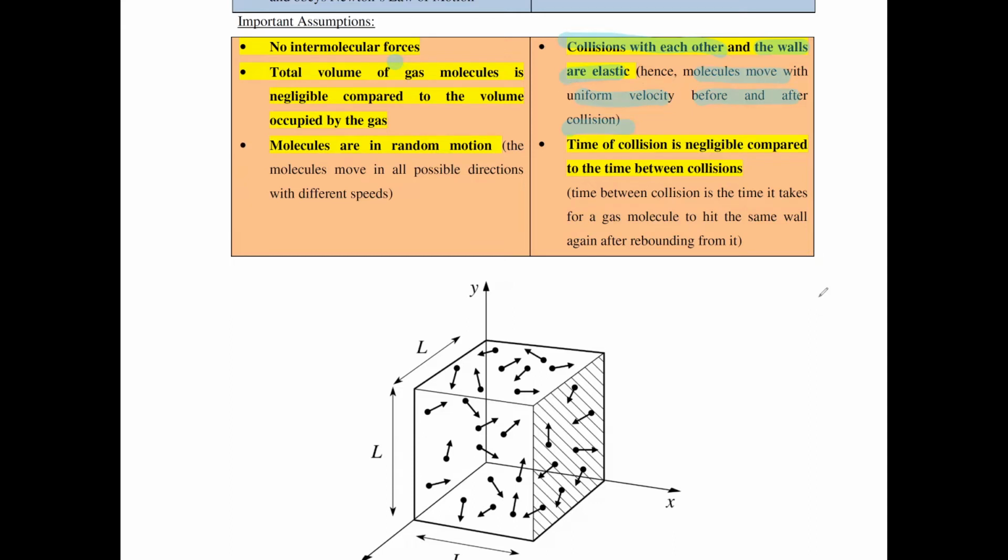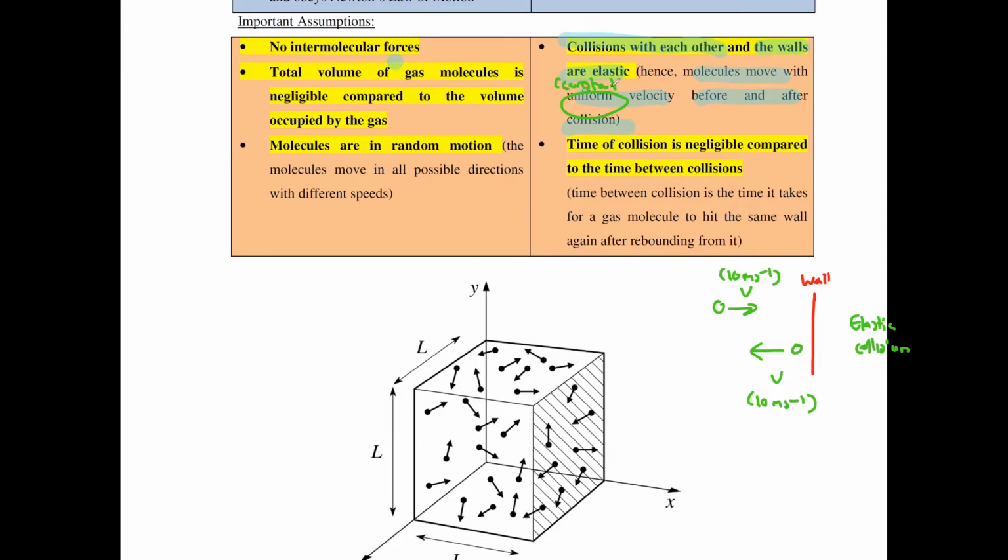If I tell you, for example, this is the wall of your containing vessel, and then you have a gas molecule that is moving towards the wall with velocity v. If it collides with the wall, it will eventually rebound. But because this one is an elastic collision, it will actually rebound with the same velocity v. Meaning to say, if this one is 10 meter per second, it will also rebound with 10 meter per second. This is what uniform velocity means. The velocity is the same. Uniform velocity here can also mean constant.